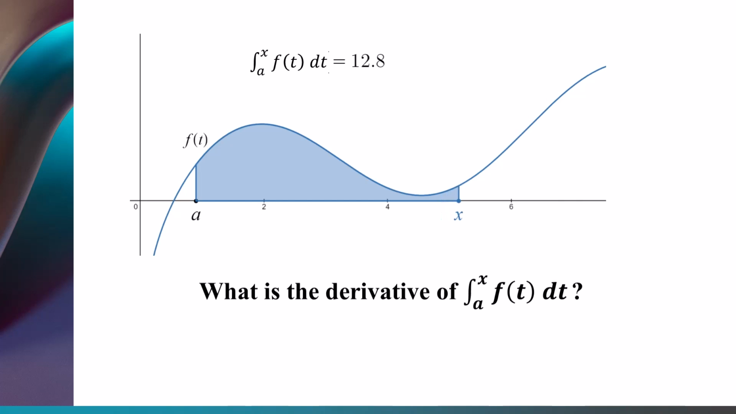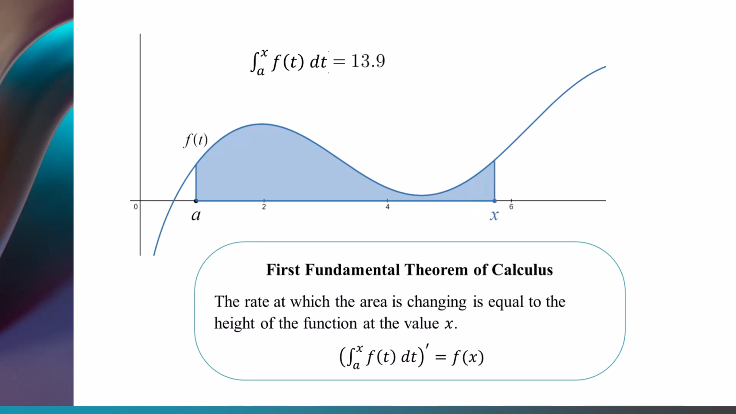This question is answered in what is called the first fundamental theorem of calculus. The first fundamental theorem of calculus says that the rate at which the area is changing is equal to the height of the function at the value of x. That is, if we take the derivative of the integral going from a to x of f of t, this is just equal to f of x. Now think about that for a moment. When the function is high above the x-axis, the area changes rapidly. But when the function is close to the x-axis, the area doesn't change so quickly. So it makes sense that the rate at which the area is changing is related to the height of the function.